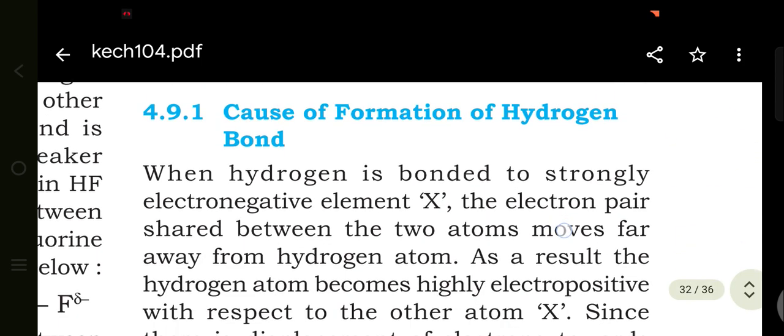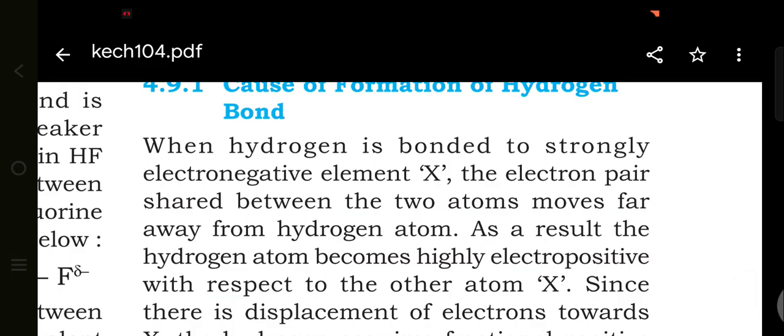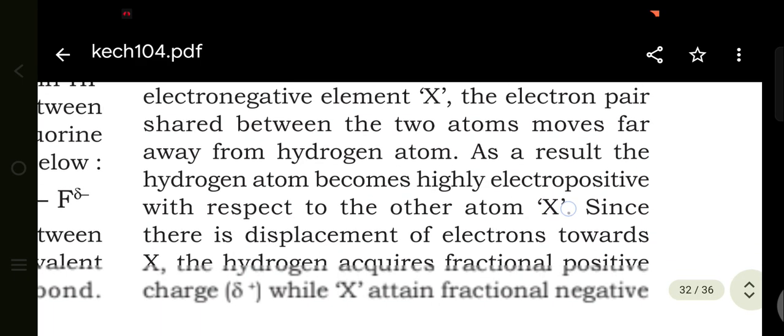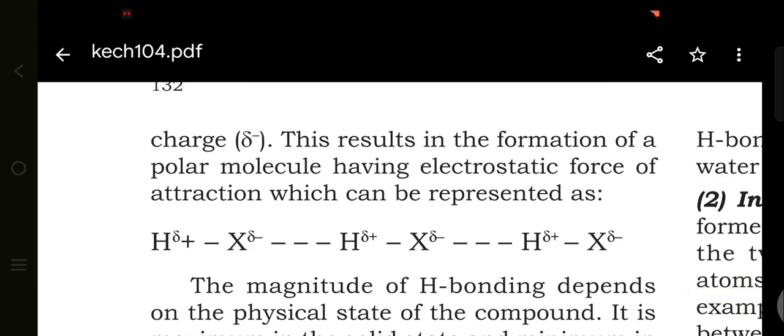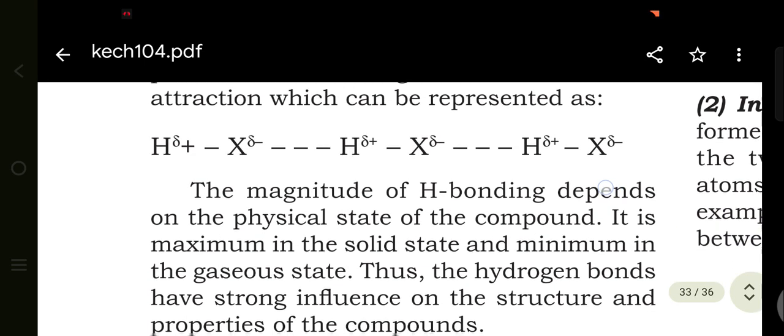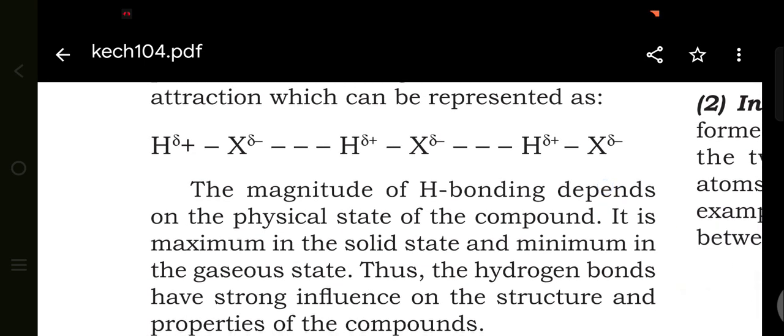Cause of formation of hydrogen bond. When hydrogen is bonded to a strongly electronegative element like X, the electron pair shared between the two atoms moves far away from the hydrogen atom. As a result, the hydrogen atom becomes highly electropositive with respect to the other atom, that is X. Since there is displacement of electrons towards X, the hydrogen acquires a fractional positive charge, delta positive, while X attains a fractional negative charge, delta negative. This results in the formation of a polar molecule having an electrostatic force of attraction, which can be represented as H delta positive, X delta negative, H delta positive, X delta negative.